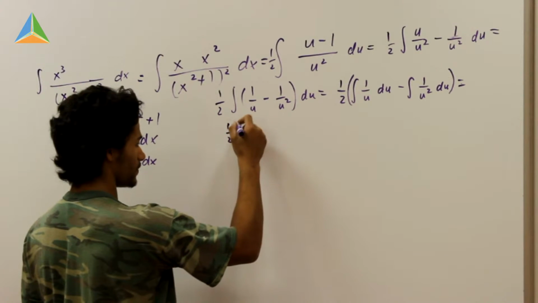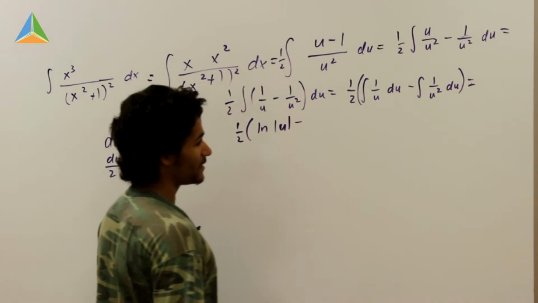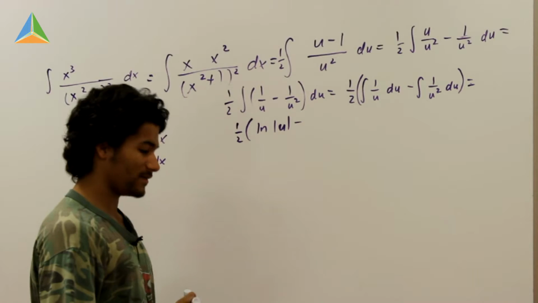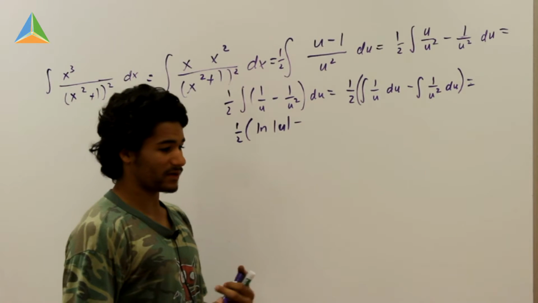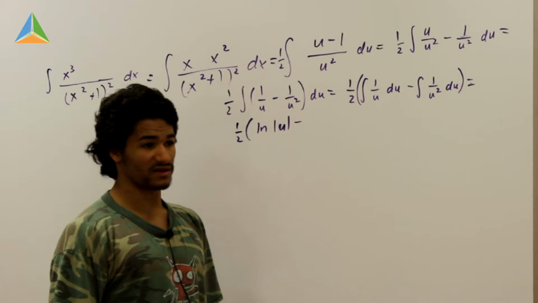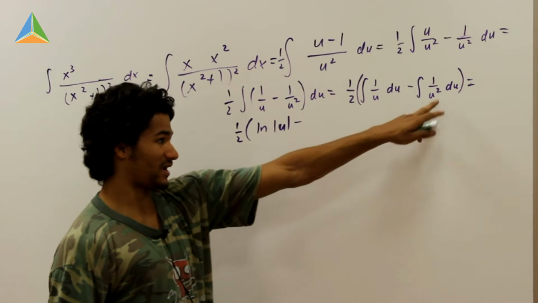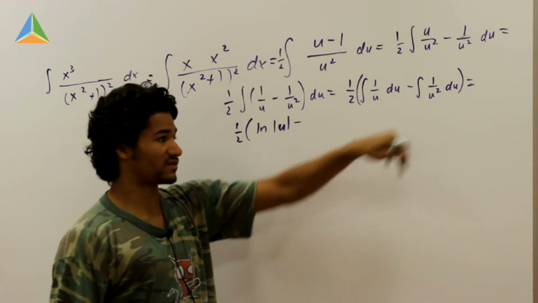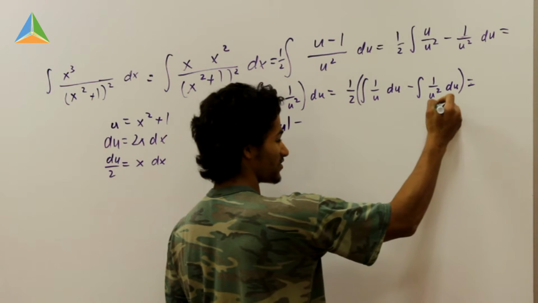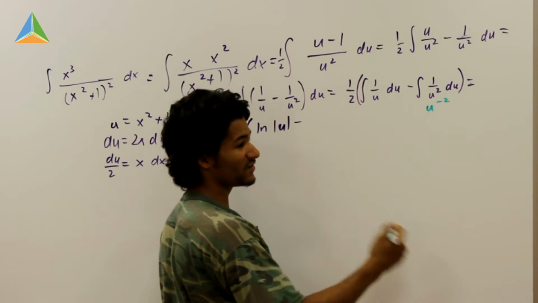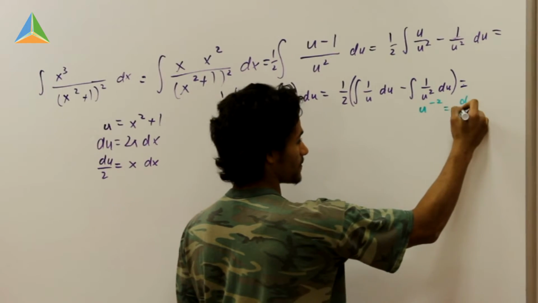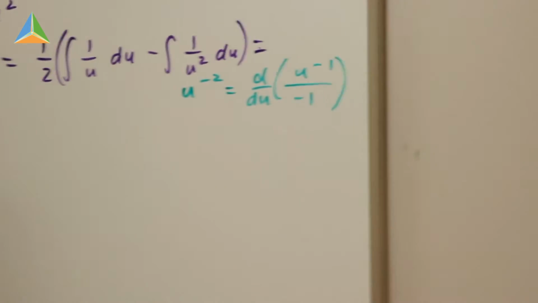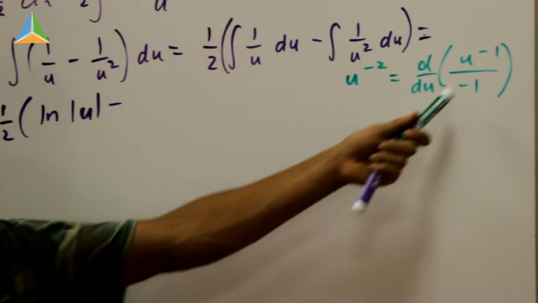So we have 1 over 2 natural log of u, and this antiderivative here, if we remember the antidifferentiation for power functions, excluding the case where the exponent is minus 1, we have to add 1 to this exponent, which, by the way, this is rewritable as u to the minus 2. If we were to antidifferentiate this, we get u to the minus 1 over minus 1, which, by the way, is minus 1 over u.